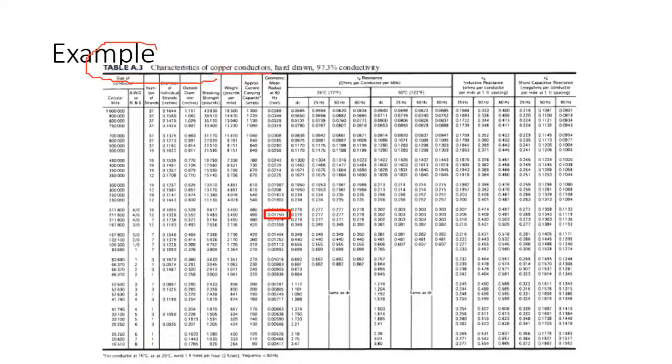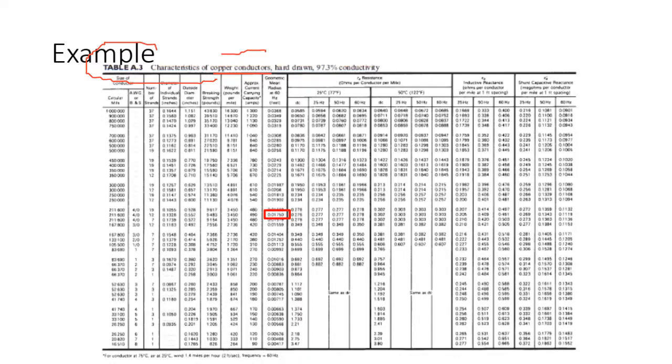Please always, when you're given a sheet, look at the title of the sheet. Any sheet, any table, look at the title. What is it about? Not just go there and find the data. These are copper conductors, as you can see. But these are stranded, so I need to look at the geometric mean radius, because this is a strand conductor.